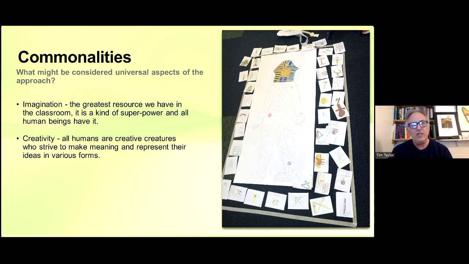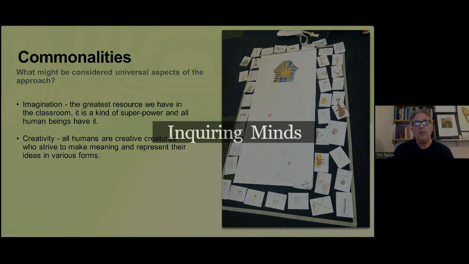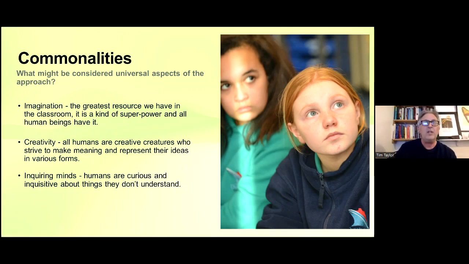So we are, as human beings, creative creatures, and we strive to make meaning, and the meaning that we make, we want to represent in various forms. The third is that we have inquiring minds. We're curious and inquisitive, and particularly about things that we only partially or entirely don't understand. We want to find out more, and we strive for that.